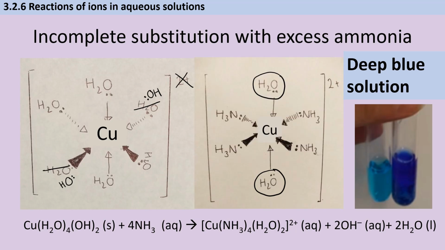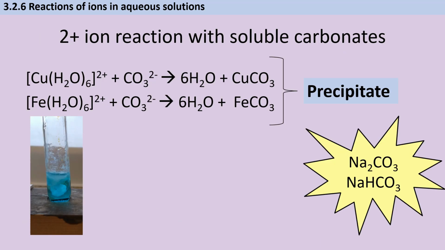4 ammonia molecules replace the 2 hydroxide ions and also 2 of the water molecules. So what we're left with is a different incomplete substitution. The 2 water molecules are as far apart from each other as they can be, and then also the 4 ammonia molecules make up this tetraammine diaqua copper 2+ complex ion. This is accompanied by quite a vibrant colour change to this really dark, deep blue solution.